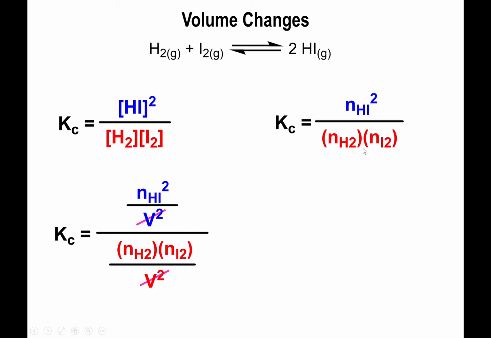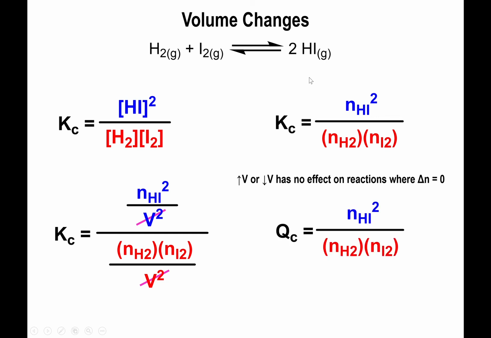And here, it doesn't matter whether you increase the volume or decrease the volume. The volumes have canceled out, so the effect is going to be zero. You have no change in the equilibrium when the moles of gases are the same on both sides. We have 2 moles of gases on the reactant side. We have 2 moles of gases on the product side. So that's just something to be aware of.